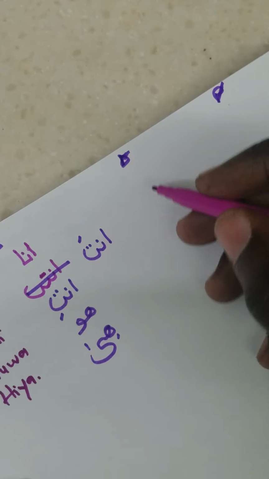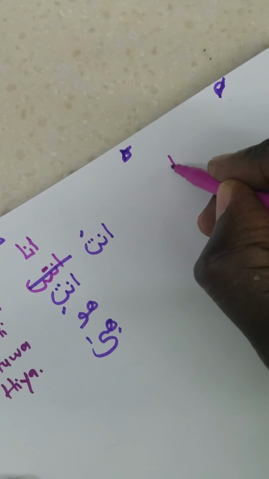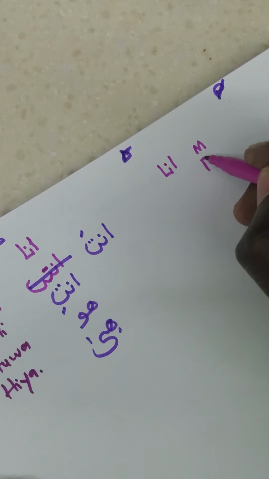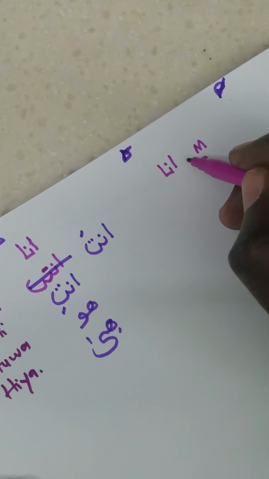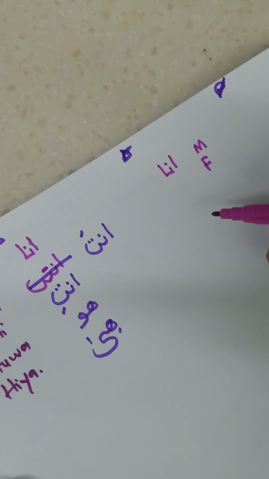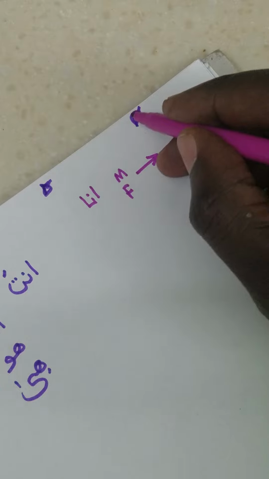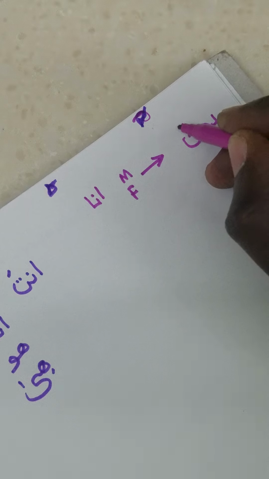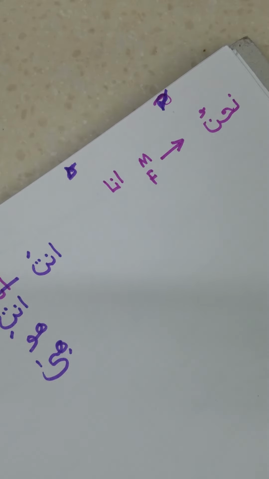For example, if you are talking of Ana, male and female, because Ana will be the same whether a female is talking or a male is talking, it will still be the same. These two, for duo, will be Nahnu. For two, purposely two, it will be Nahnu.